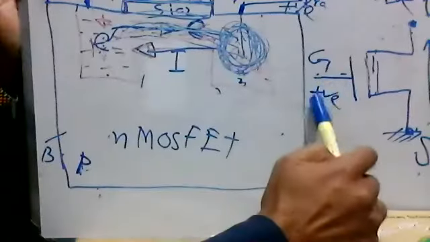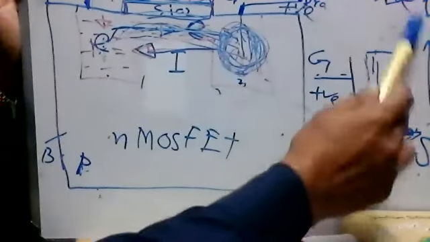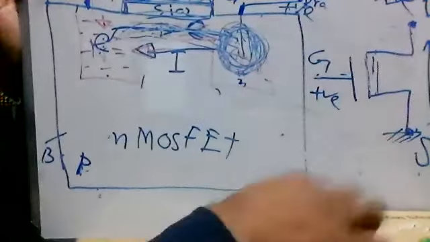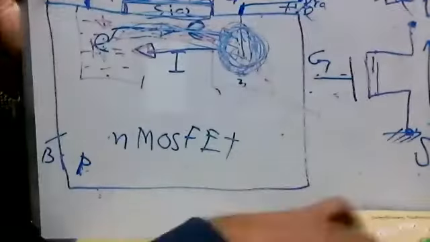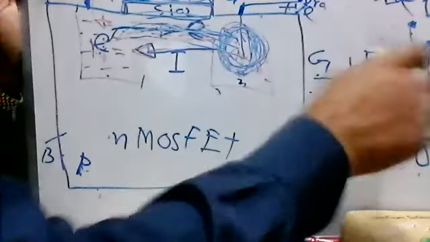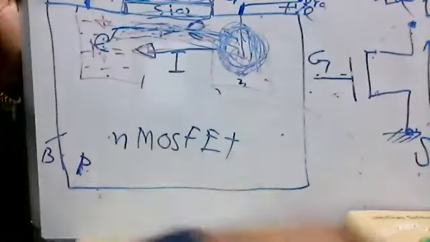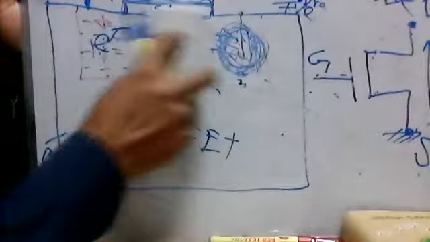So now what happens? When we put the positive voltage at the gate, the current will flow. And if we don't put any voltage at the gate, then there will be no channel and no current. You see, if we don't put any voltage at the gate, there will be no channel here.